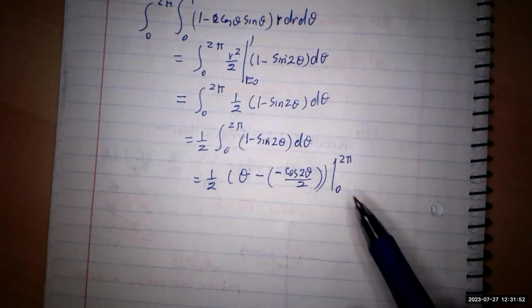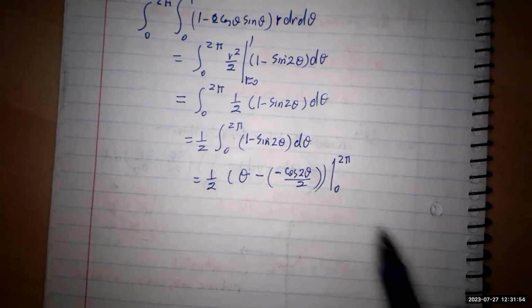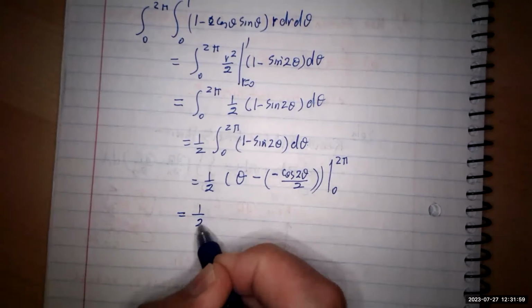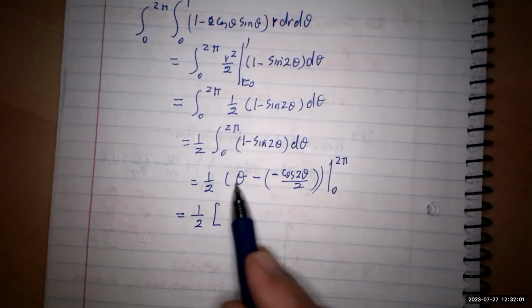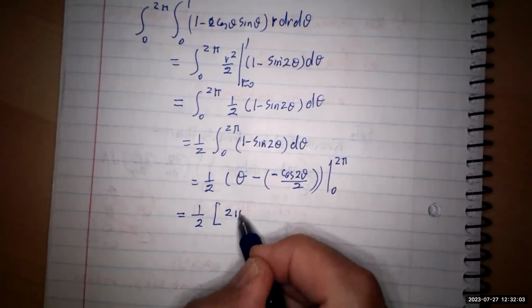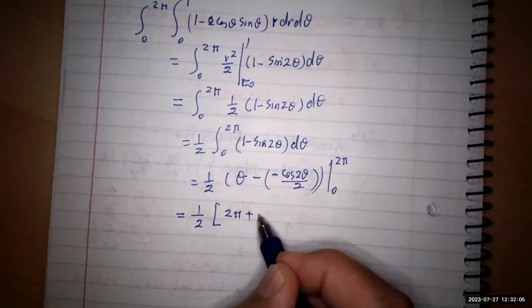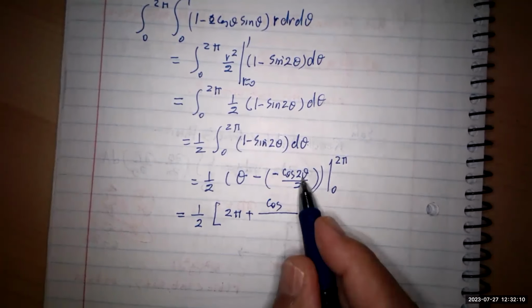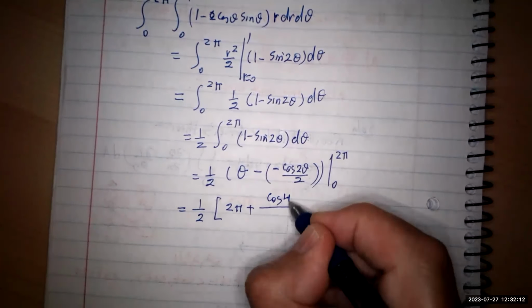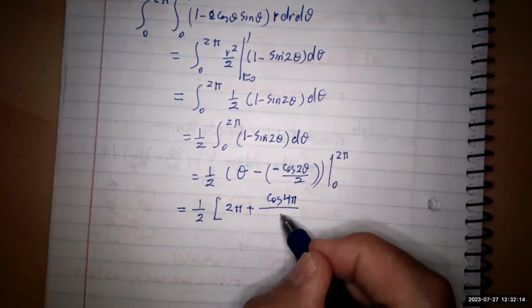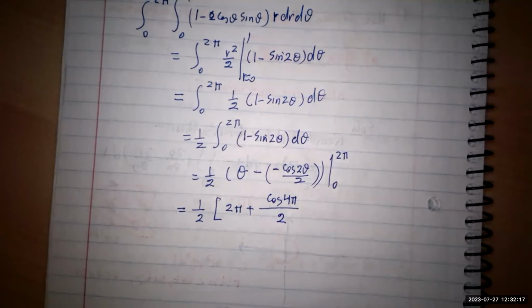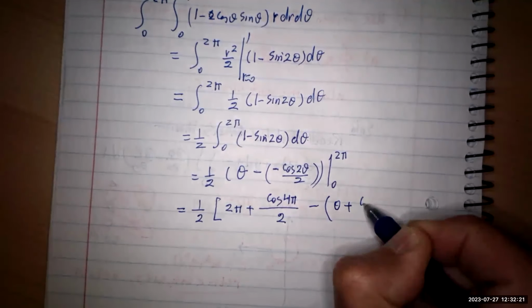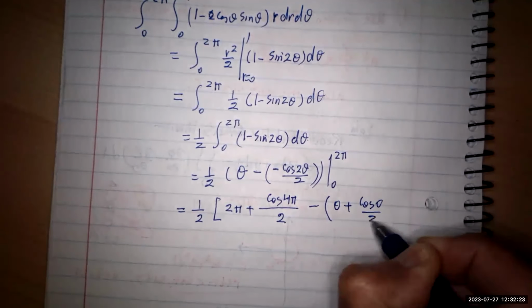So this is it. We put in the 2 pi and the 0 to get it. So there's going to be 1/2. I have a bracket. I use the 2 pi first. So that gives me 2 pi plus cosine of, that's a 2 pi, 2 times that I'll make it 4 pi, okay, 4 pi over 2, minus, if you put in the 0, that gives you the 0 plus cosine of the 0 over 2.